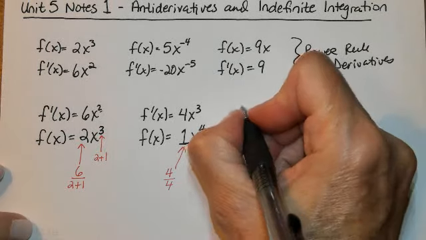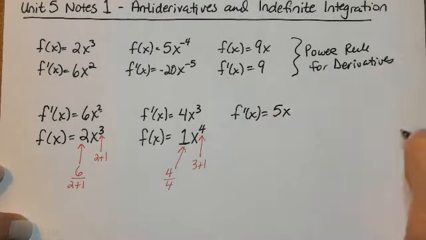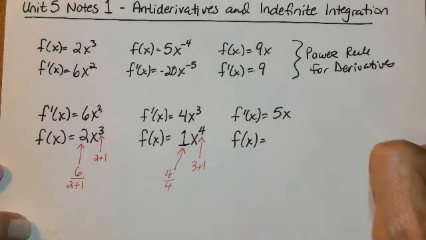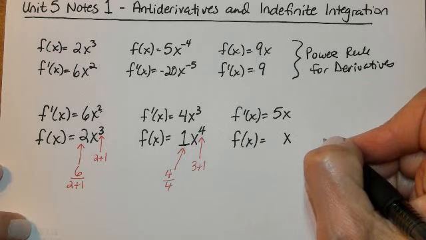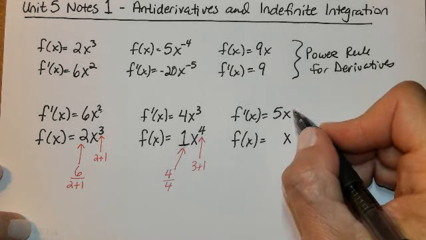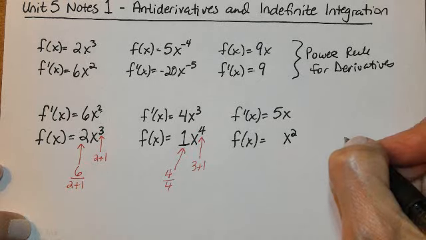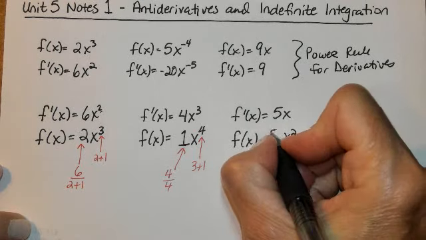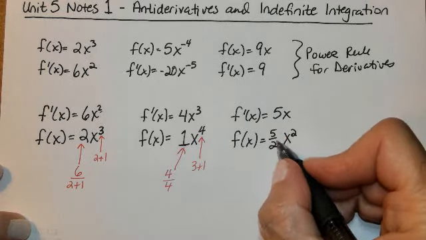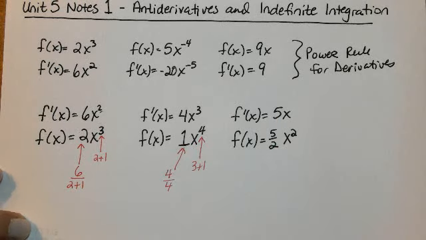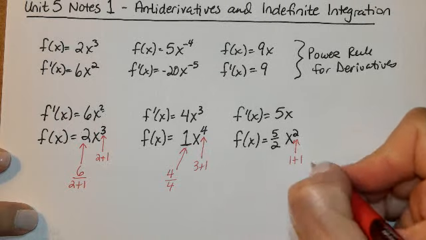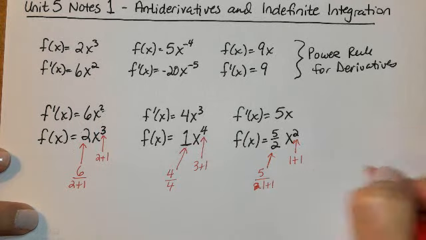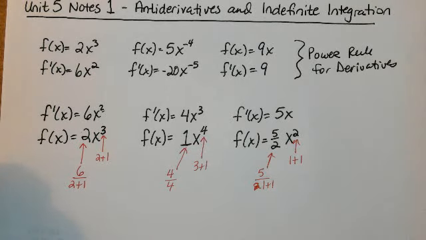Let's do another. What if f prime is 5x? What is f, whose derivative is 5x? Begin by adding 1 to your exponent. Our old exponent is 1, so our new exponent must be 2. What do you multiply 2 by to get 5? Well, it has to be 5 over 2, because 5 halves times 2 is 5. So again, that worked. Add 1 to your old exponent, divide your old coefficient by your new exponent.